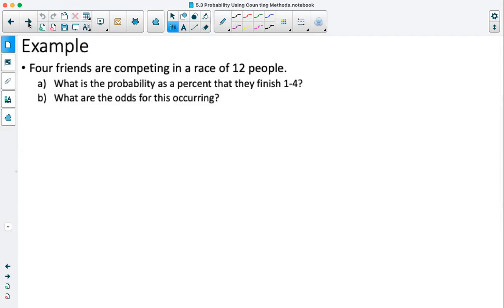Okay, so first example, 4 friends are competing in a race of 12 people. What is the probability as a percent that they finish 1 to 4? And what are the odds of this occurring?